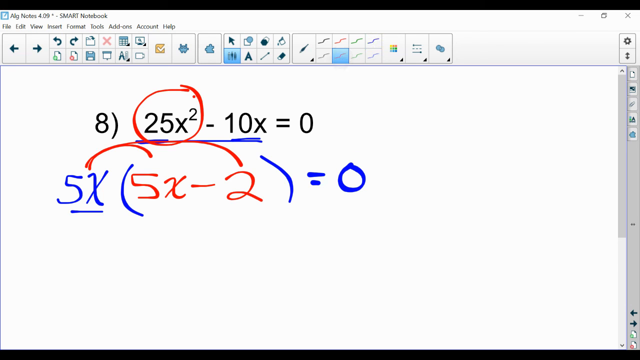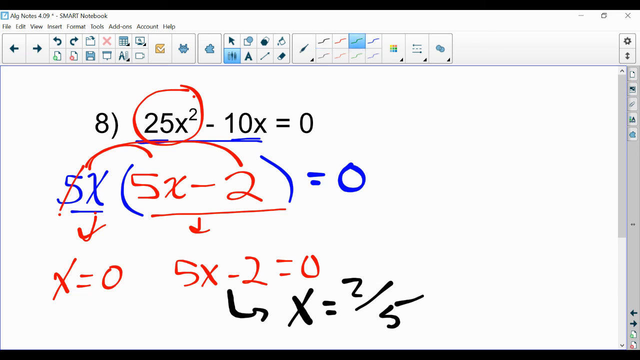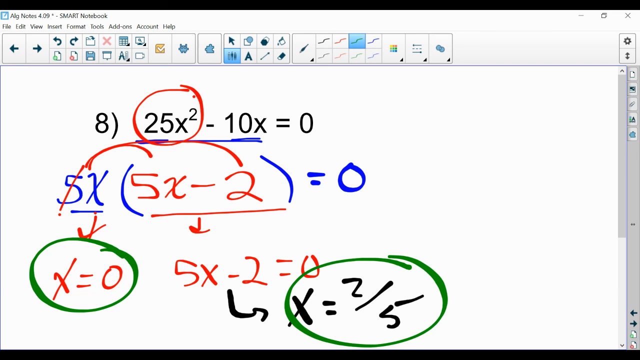And now I'm ready to solve because I'm in factored form. I have 1, 2, 3 things that are multiplying together to get 0. So one of them has to be 0, and it's not 5. So either x is 0 or 5x minus 2 is 0. Don't be afraid of fractions. Here, if I solve this, I get x is equal to 2/5. So my 2 answers are either x is 0 or x is 2/5.